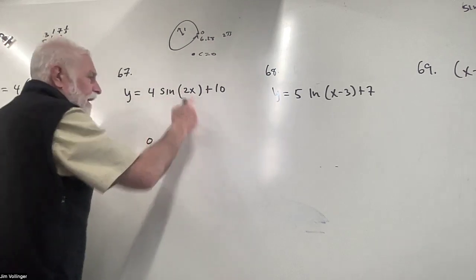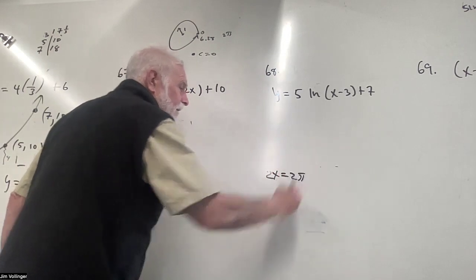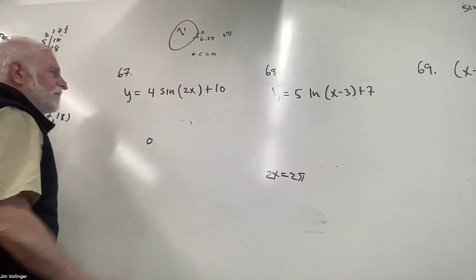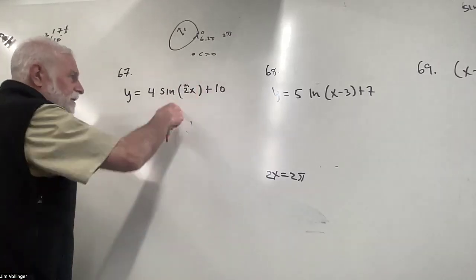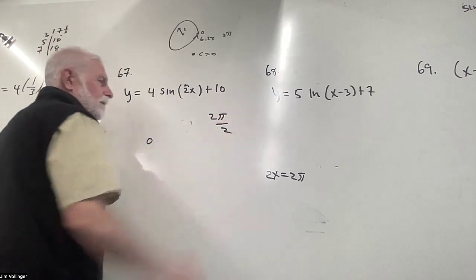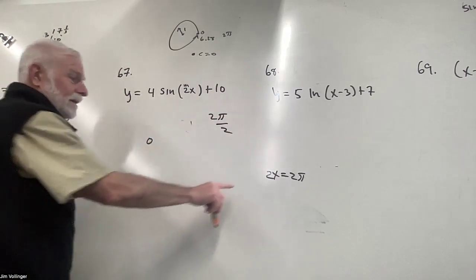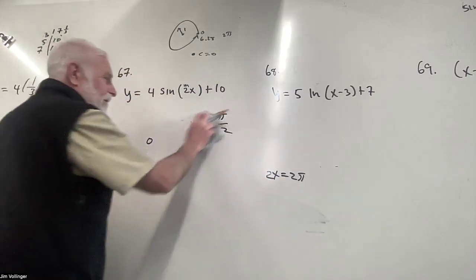So where does this start? 0. Where does it end? When 2x equals 2 pi. If you want to know the period of a sine function, you always take the multiplier. You take that multiplier, which in this case is 2, and you divide it into 1 revolution. And so therefore this has 1 revolution. The period of this is pi units.